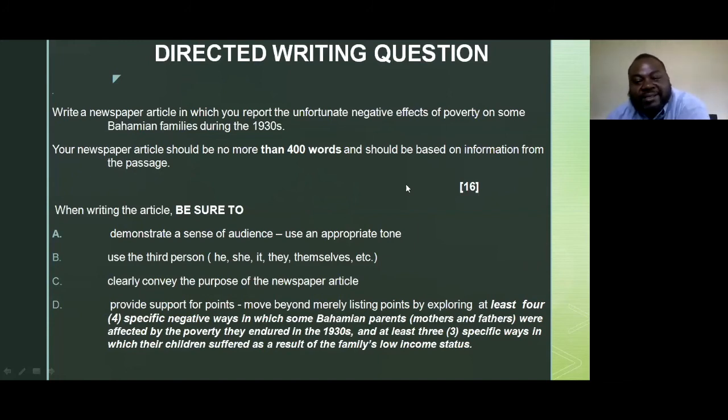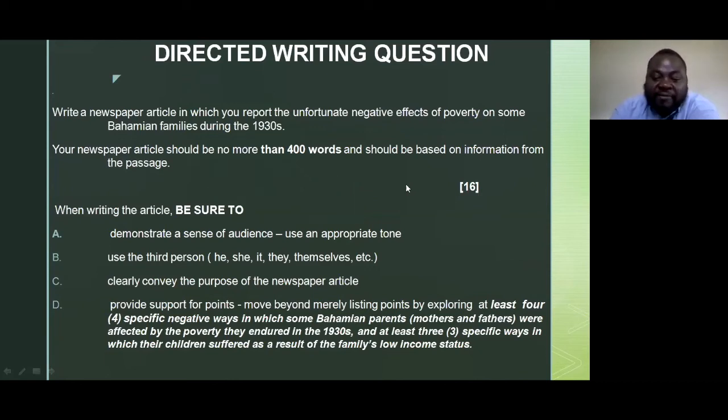Now, bear in mind, this is an estimation. And examiners have made the questions quite detailed as of late, so students will be able to access it much easier. Notice they tell you who your audience are. They say use appropriate tone. They say use 3rd person, so that's you as the writer, how you must speak. They say convey the purpose of the article. You have to have a title that does that. You have to also state it in the introduction. But then they tell you what content they want.